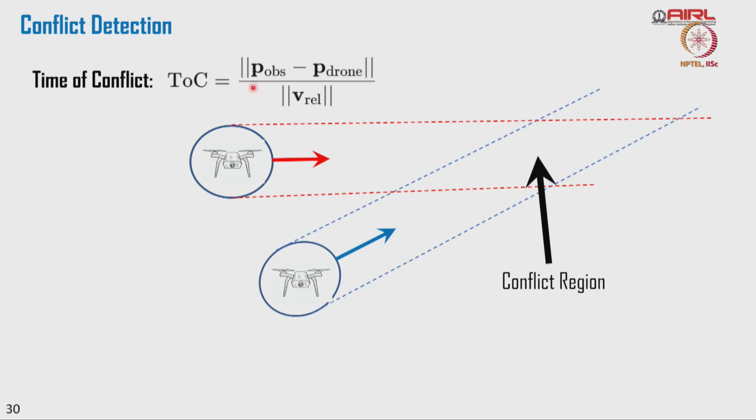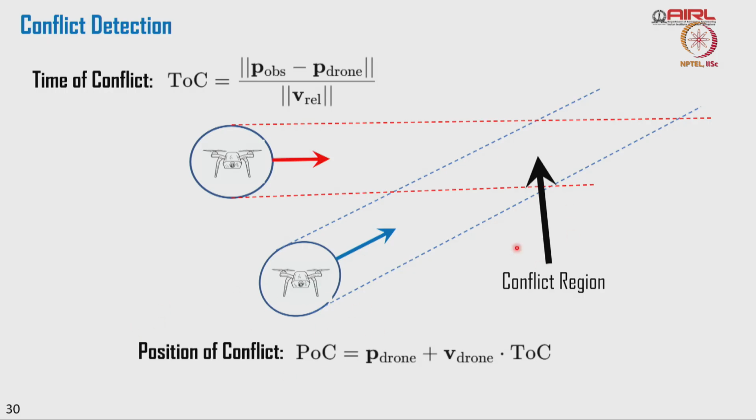So what am I trying to determine? I am trying to determine my time to conflict. What is the position of the obstacle? The position of the obstacle divided by the relative velocity will give me the time to conflict, assuming that during the process the drone as well as the obstacle continue to travel in the same heading. If they change the heading, then it will be difficult.